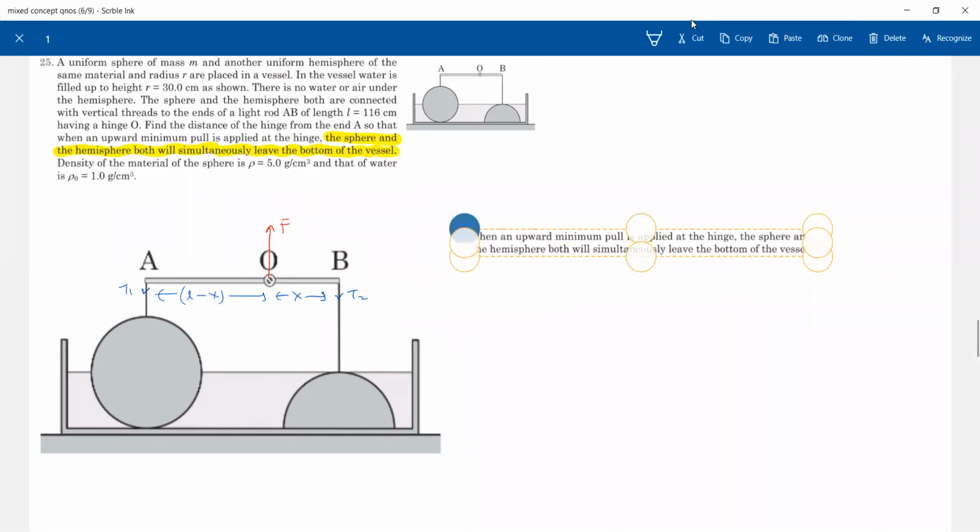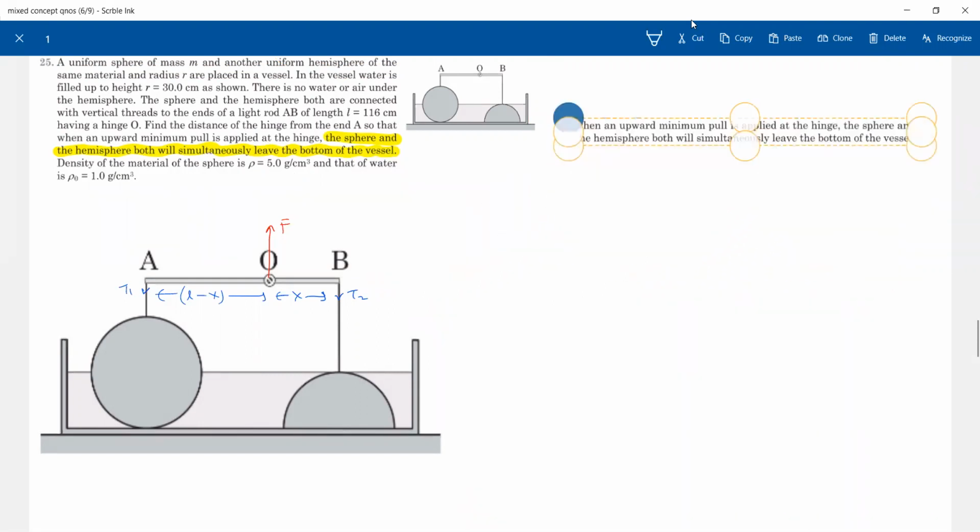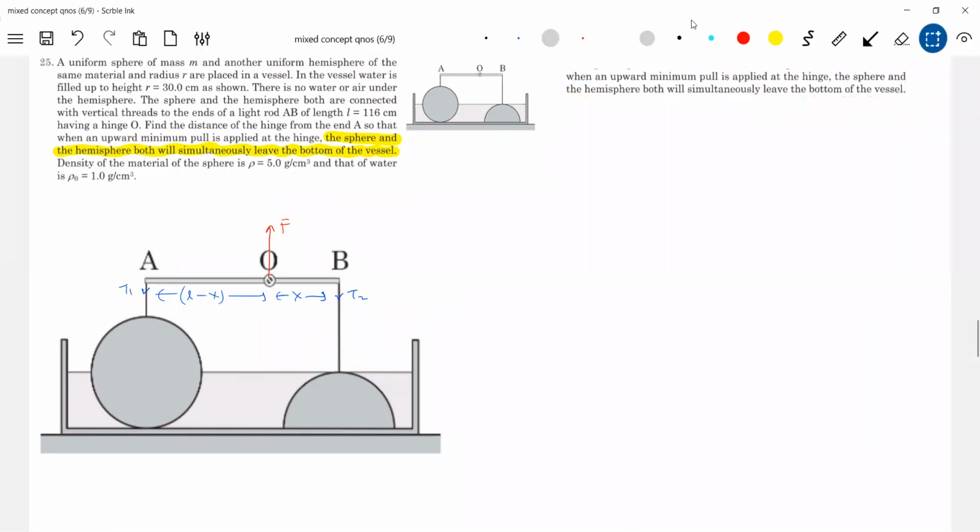What is the meaning of this? I think this is the core of the problem. It means the net torque about O must be 0. Now, will you justify what I wrote?